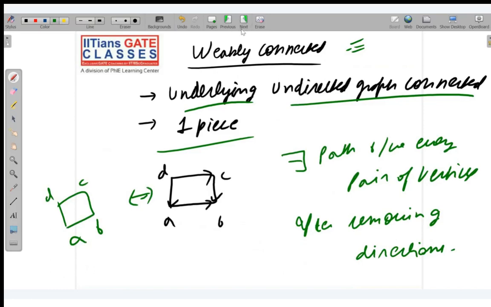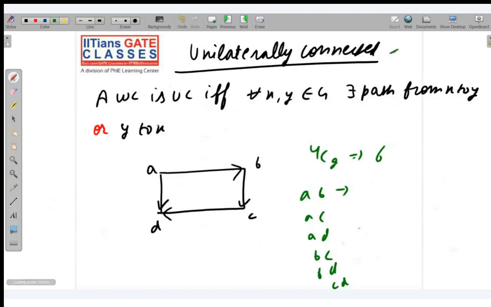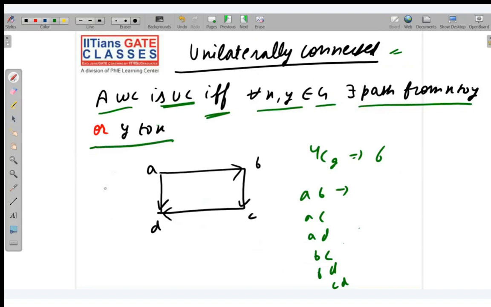Next is unilaterally connected. A weakly connected graph is unilaterally connected, which means weakly connected is a less restrictive term, and unilaterally connected is more restricted. It says a weakly connected graph is unilaterally connected if and only if for all x, y belonging to G there is a path from x to y or y to x.